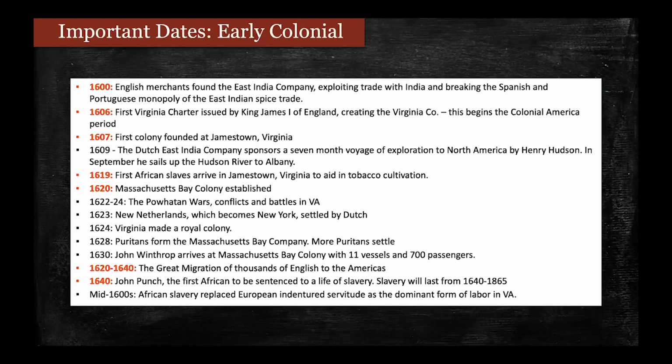1606, the first Virginia charter issued by King James I of England, creating the Virginia Company. This is the same King James where we get the King James Bible. This begins the colonial America period. 1607, the first colony founded at Jamestown, Virginia. 1619, the first African slaves arrived at Jamestown, Virginia, to aid in tobacco cultivation.